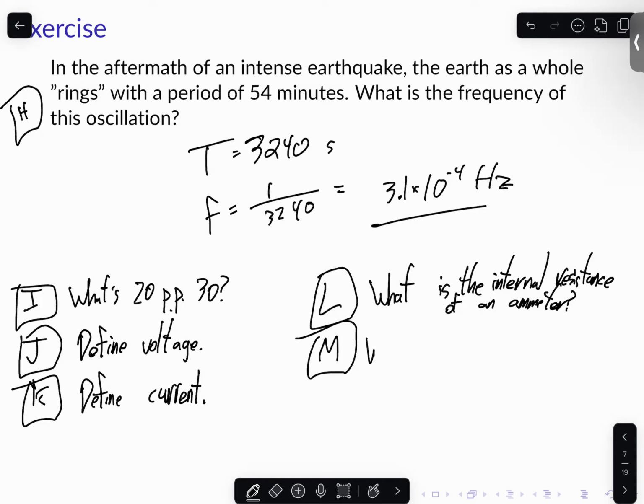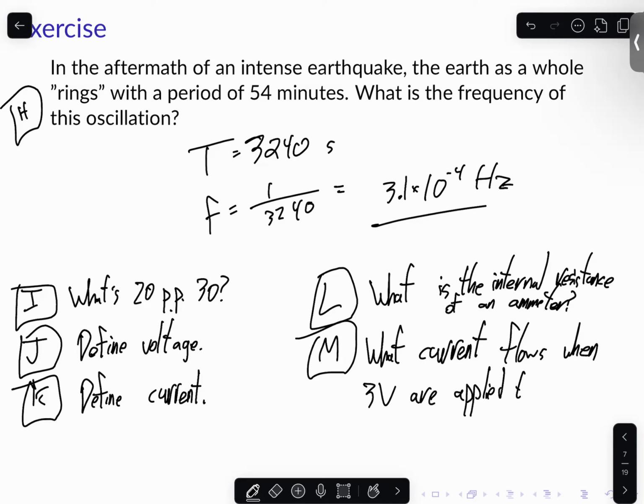Sure. What current flows when 3 volts are applied to four ohms? Anyone who shows me 7 amps will be executed.